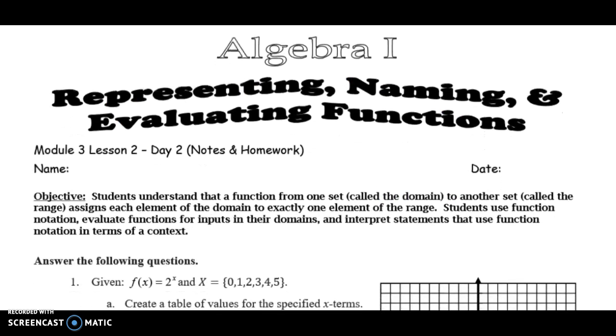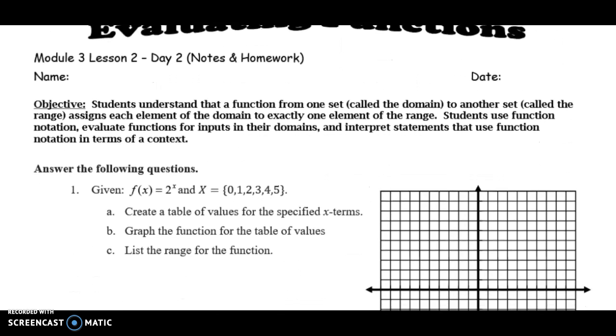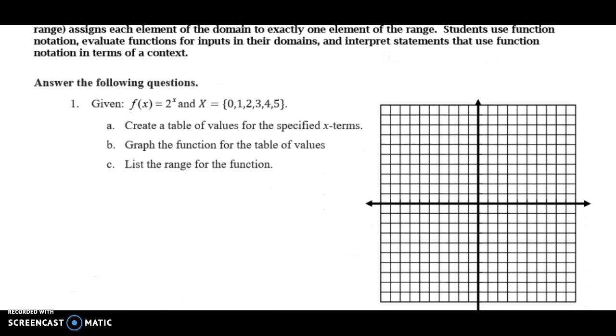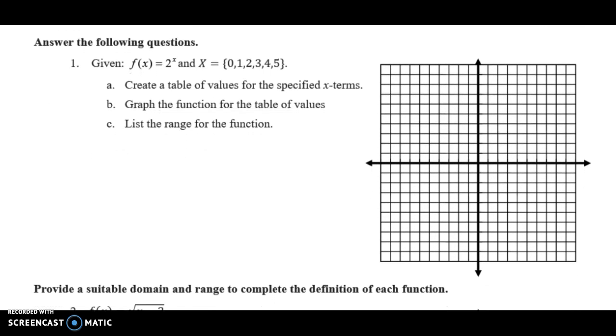So on to this lesson, just more practice with these. We are given the function f of x equals 2 to the x, and this big X, the domain, is 0, 1, 2, 3, 4, and 5. So it says to create a table of values for the specified x terms, graph the function for the table of values, and then list the range for the function.